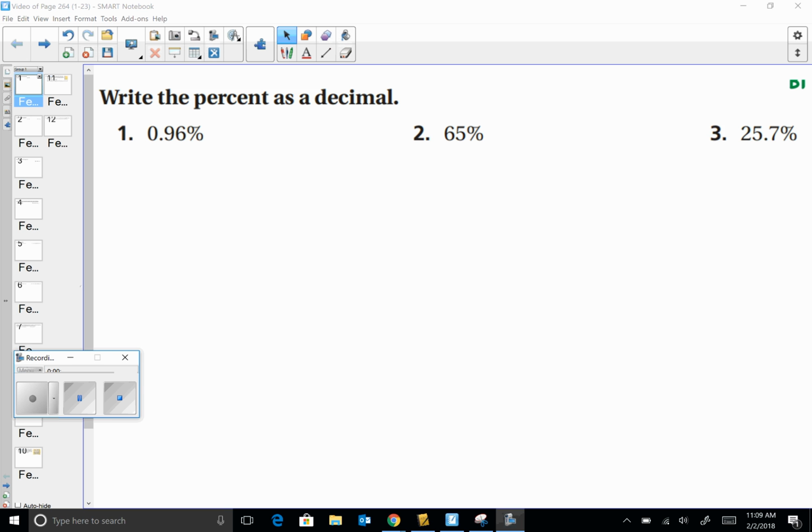We're going to be going over page 264, problems 1 through 23. All right, the first three, you're writing the percent as a decimal. So we know that percent is 0.96 over 100, and 0.96 hundredths, remember we're going to move that over twice. So this is really 96 ten thousandths. In order to write that, it's 0.0096, right? Tenths, hundredths, thousandths, ten thousandths.